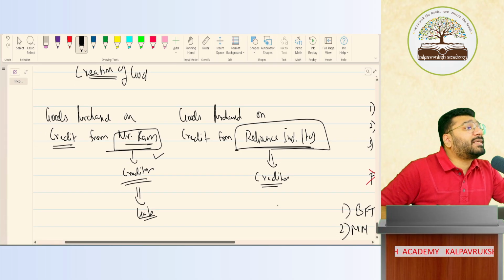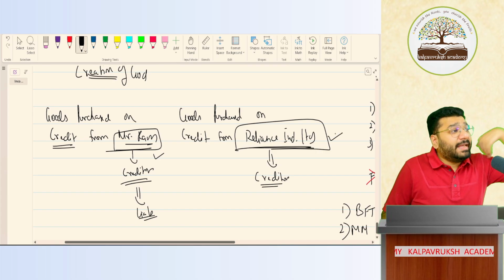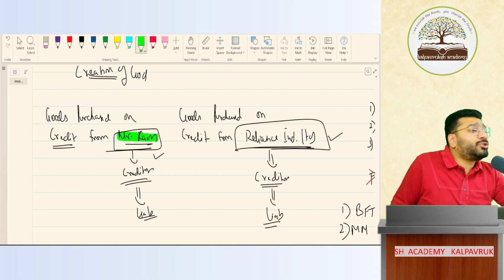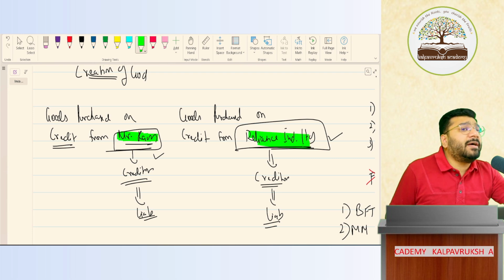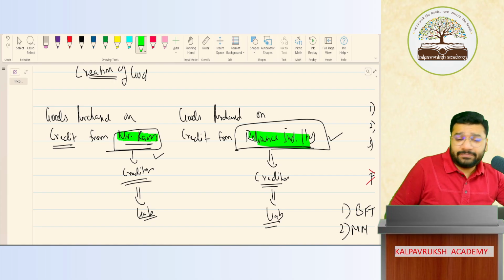Creditor. Why is it called a creditor? Because we have to make the payment to Reliance in future. Anything that we pay in future is a liability. So creditor is a liability. Got it, not got it? So here Mr. Ram is a natural person and Reliance Industries Limited is an artificial person. Got it, not got it? Clear or not clear?